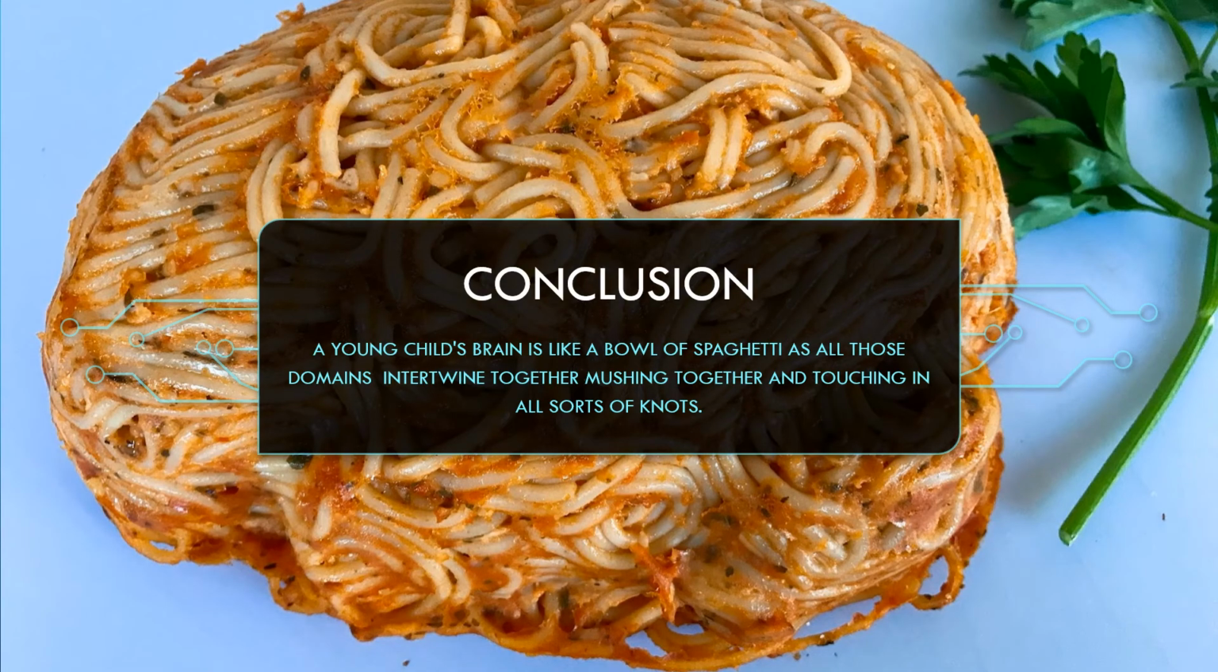Conclusion. A young child's brain is like a bowl of spaghetti, as all those domains intertwine together, mushing together and touching in all sorts of knots, learning in the brain.